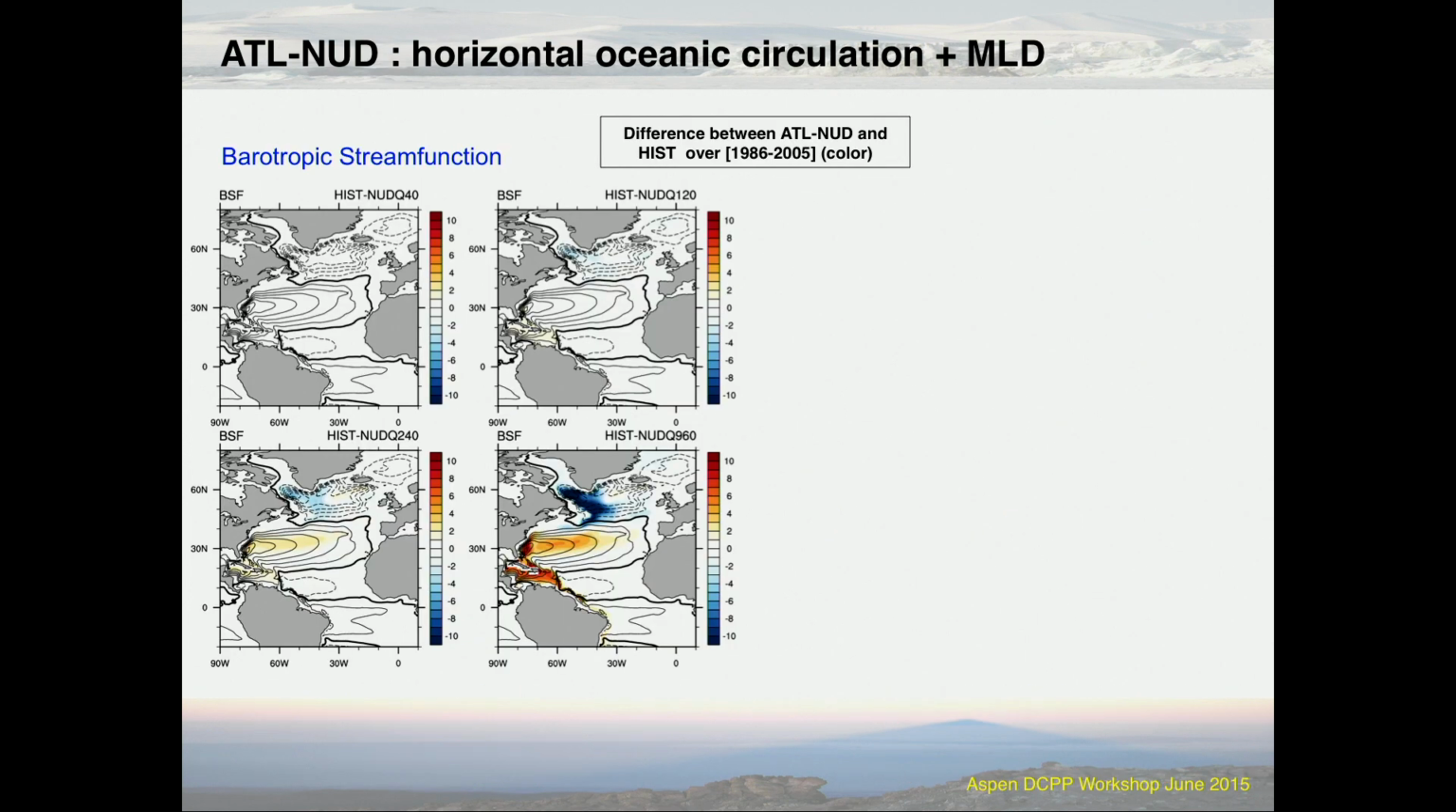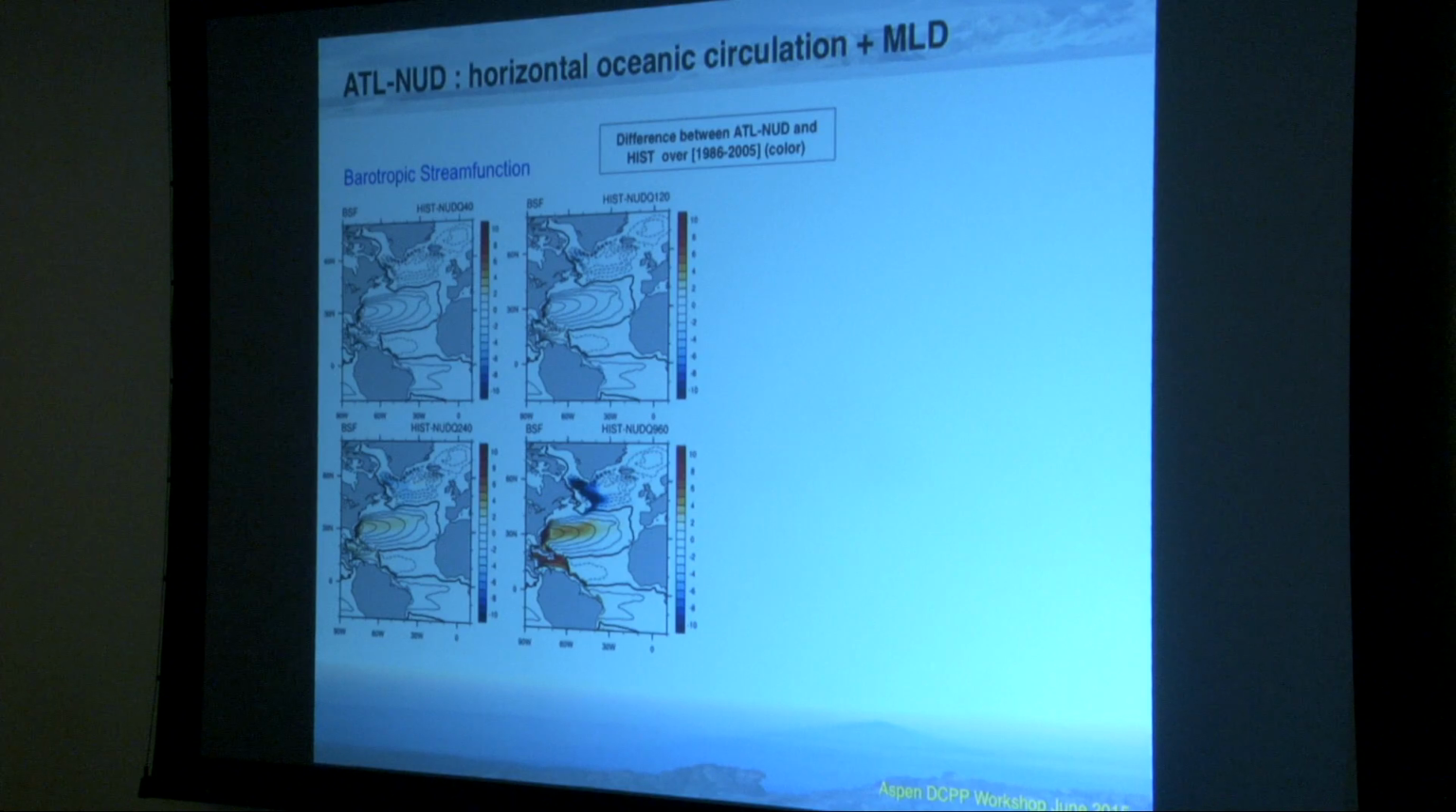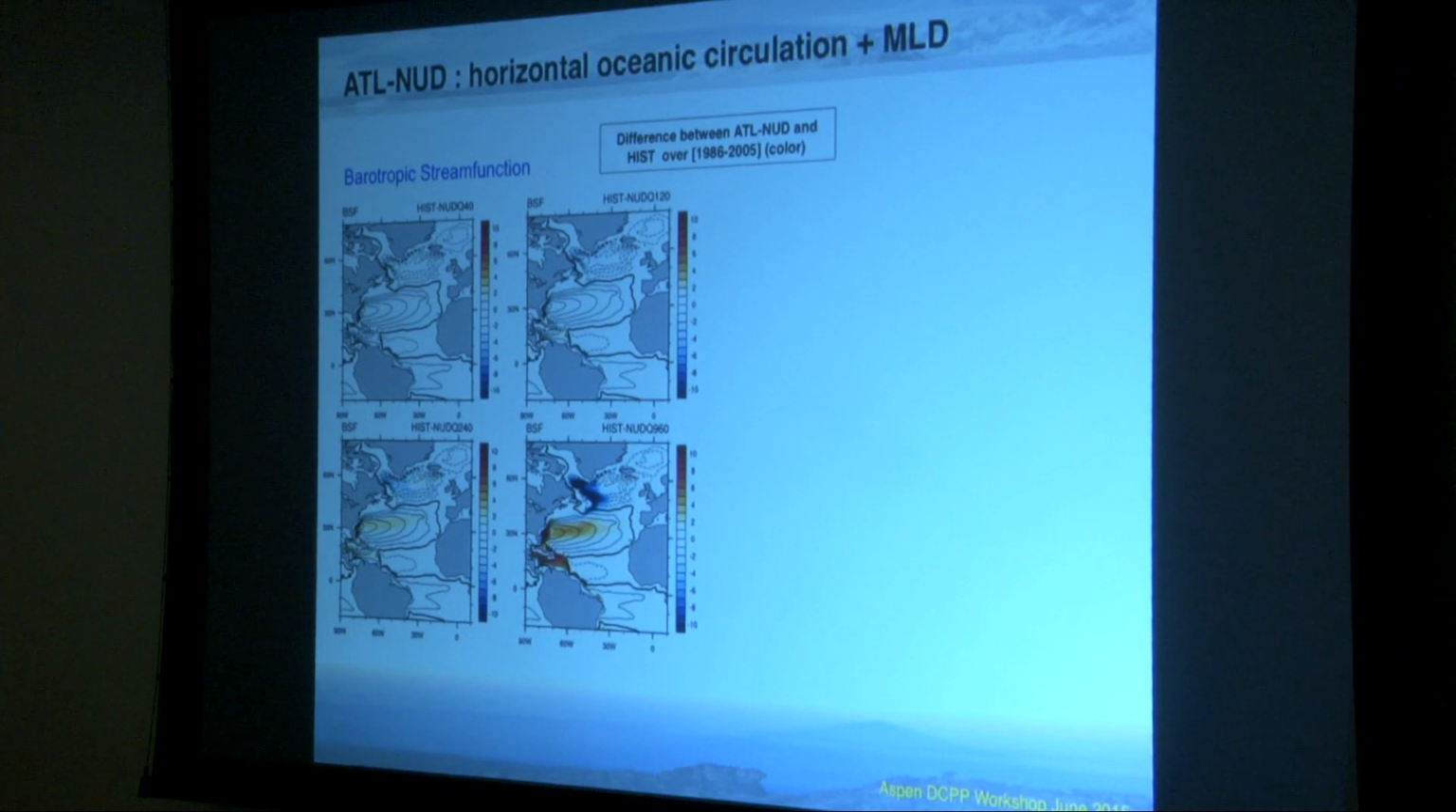So now let's go a little bit more into detail on the impact of the different restoring on the change in the circulation associated with the restoring term that we are putting. So there are 4 maps here corresponding to the difference. This is the barotropic stream function over the Atlantic. So the mean barotropic stream function of the model is shown here, for the historical simulation.